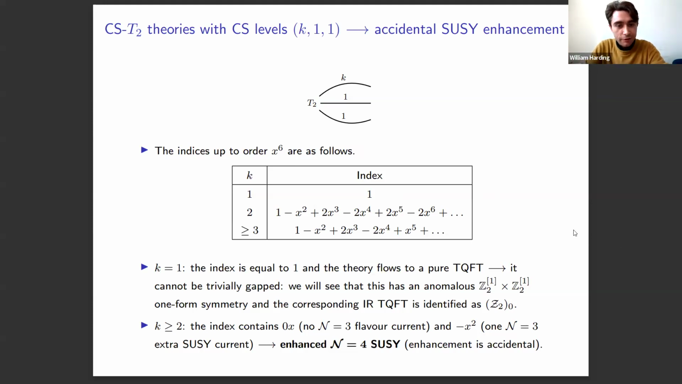However, now you can see that for K bigger than or equal to 2, the index contains 0x, meaning that there is no N equal to 3 flavour current, and minus x squared, meaning that there is one N equal to 3 extra SUSY current. So we have enhanced N equal to 4 SUSY. But in this case, since the ATT condition is not satisfied and we can't turn on the U1 symmetry, the enhancement is completely accidental.